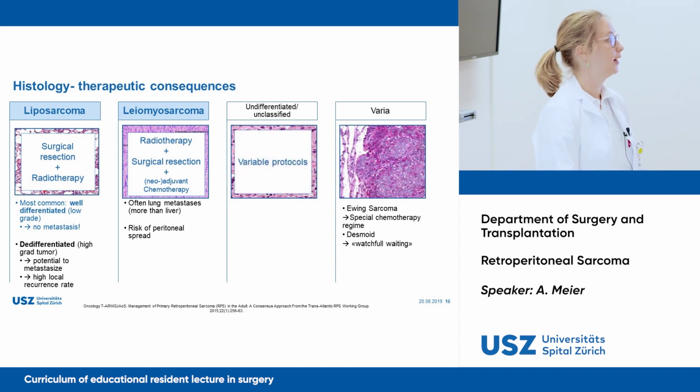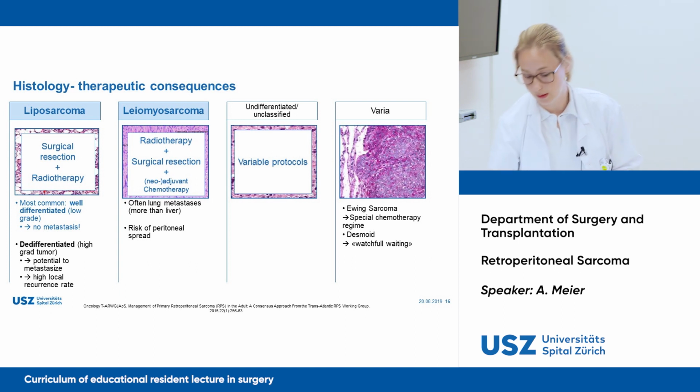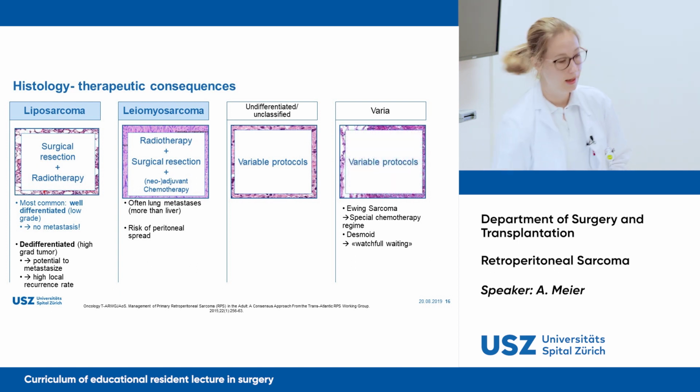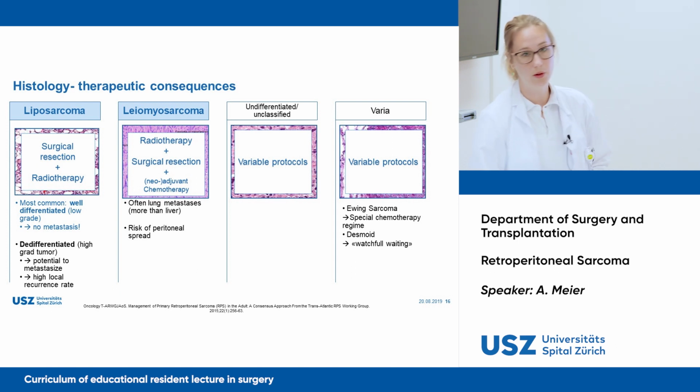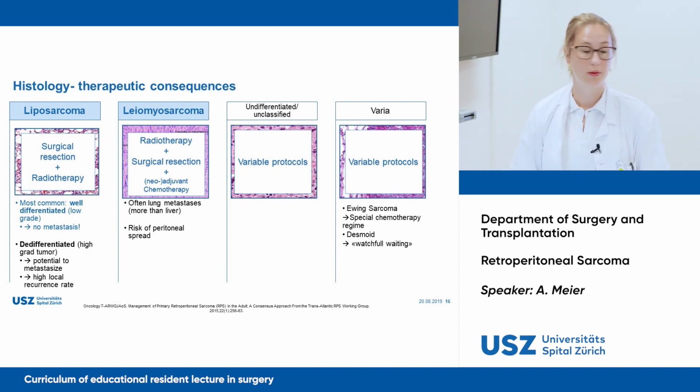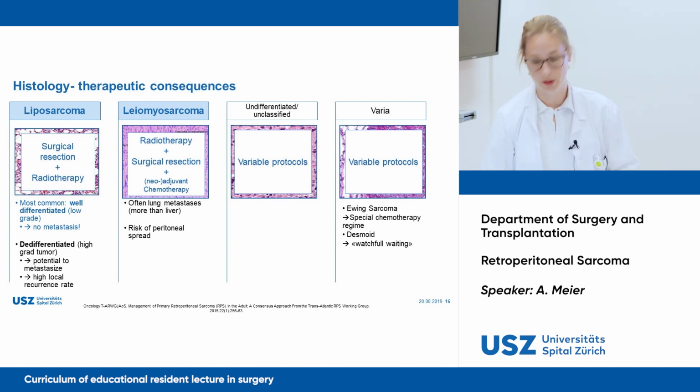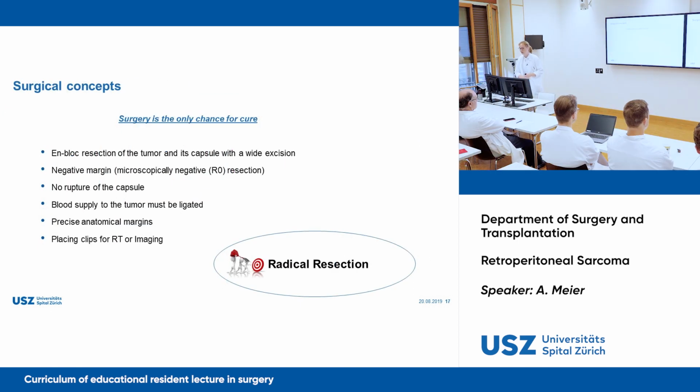For the unclassified and undifferentiated, there are variable protocols, especially for each tumor entity, and also for the varia, but I will just show two here. The Ewing sarcoma has a special chemotherapy regime, and the desmoid is almost watchful waiting. So the first two, I think, are the most important ones. Surgical concept: surgery is at this time the only chance to cure.